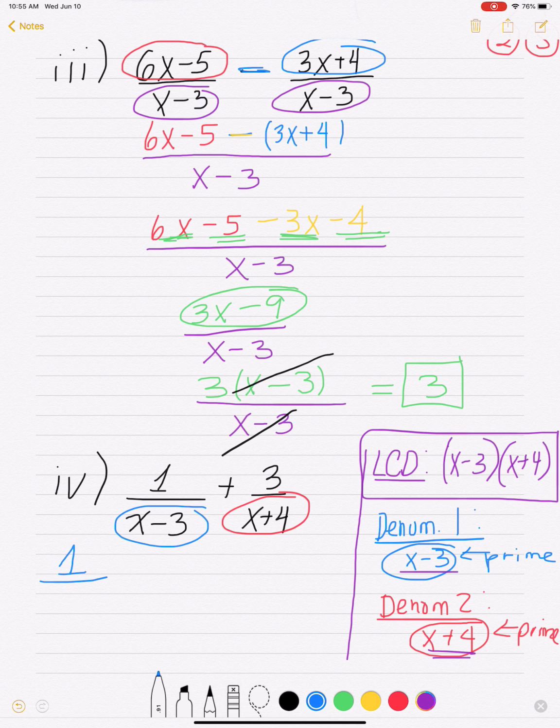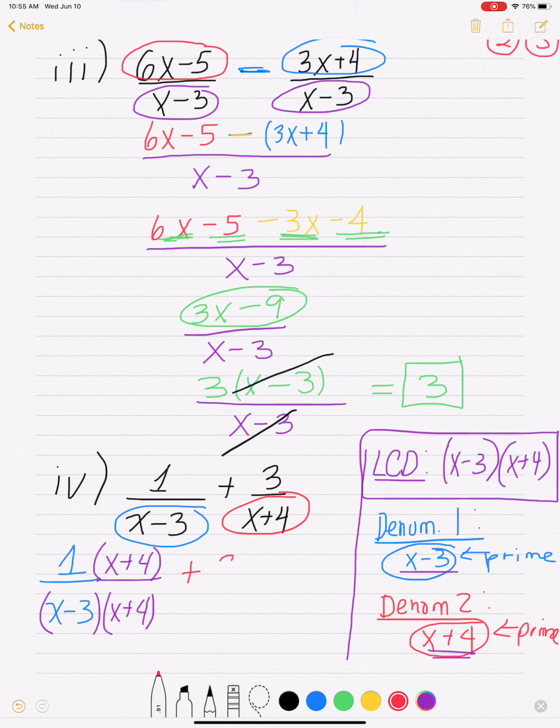So I'm going to start with my blue fraction, 1 over x minus 3. And I want to get x minus 3, x plus 4 in the bottom. So to get that, I have to multiply by x plus 4 on bottom. If I do that on bottom, I have to do that on top as well to balance the fraction. So multiplying by x plus 4 over x plus 4. All right, then we go to the plus sign.